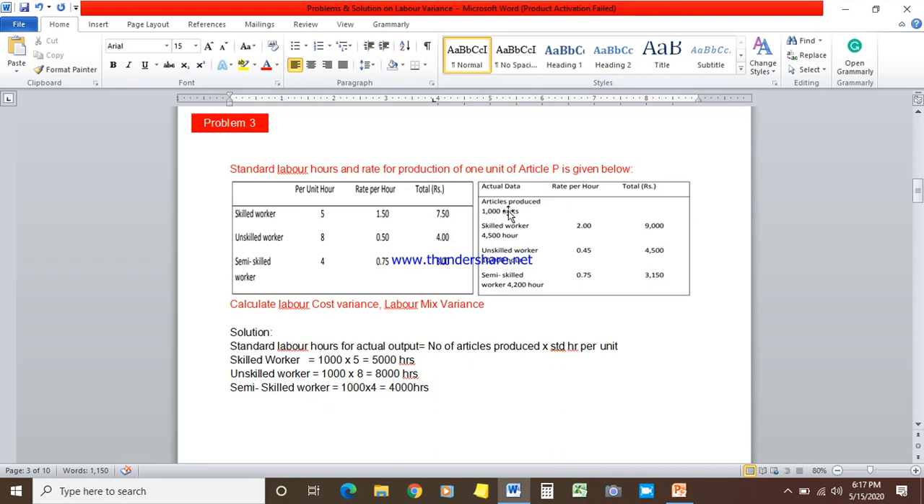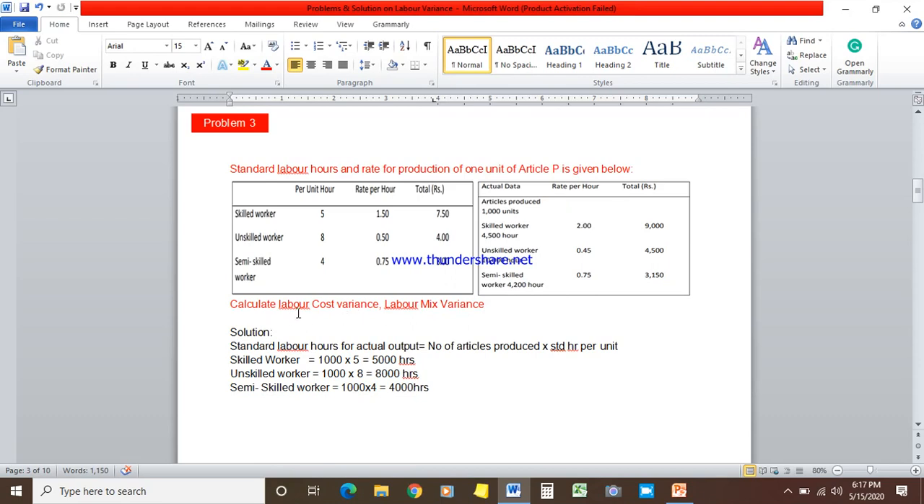The actual number of articles produced was 1000 units. Accordingly, how many hours have the skilled workers spent for manufacturing these 1000 units? They are given as 4500 hours. The rate is 2 rupees. Unskilled workers have spent 10,000 hours. The rate is 45 paisa. Semi-skilled workers have spent 4200 hours. That comes to 75 paise.